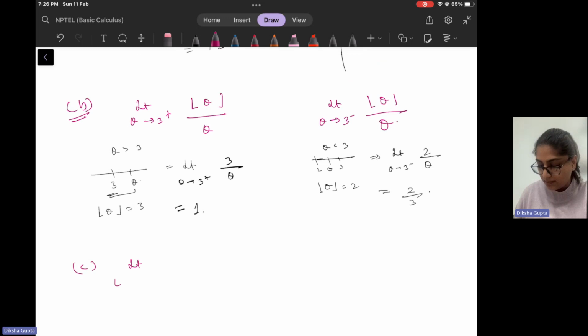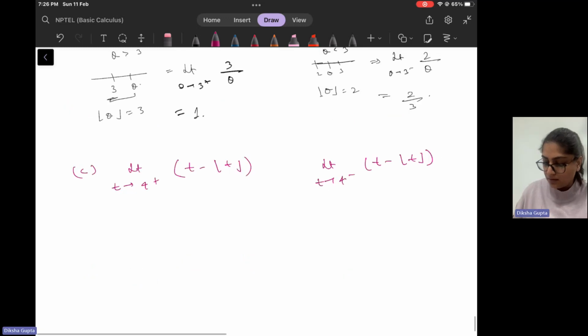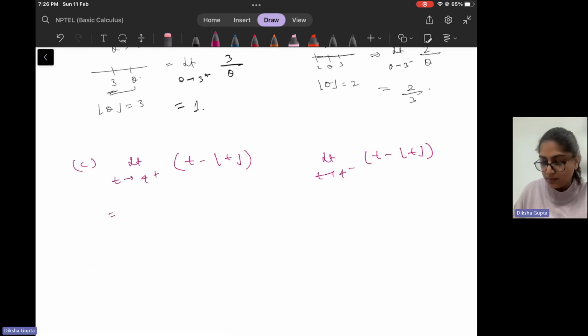One more question: limit t tending to 4 plus t minus floor function of t, limit t tending to 4 minus, again t minus floor function. When t is greater than 4, the floor function will be 4, and when we put 4, this is 4 minus 4 equals 0. And when t is less than 4, the floor function will give you 3. So this will be 4 minus 3, and again the limit does not exist.